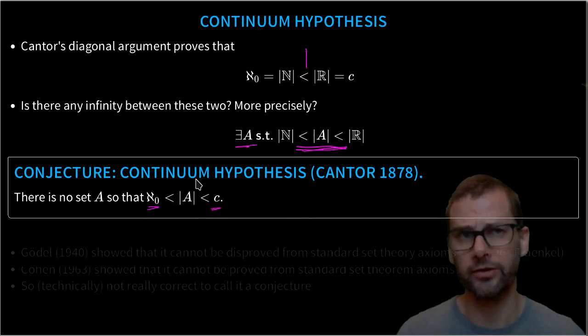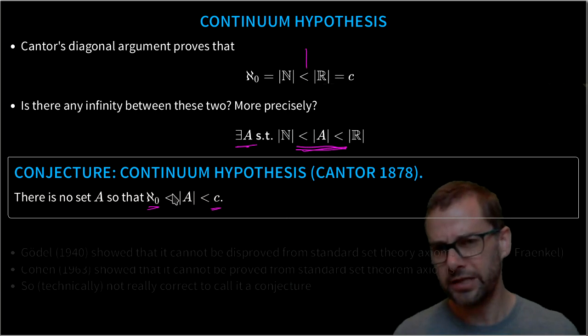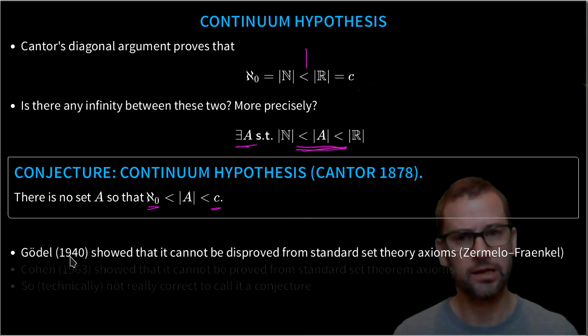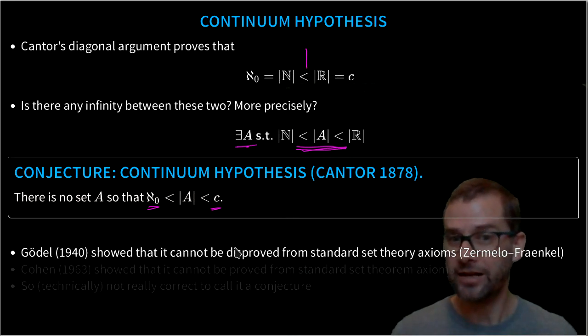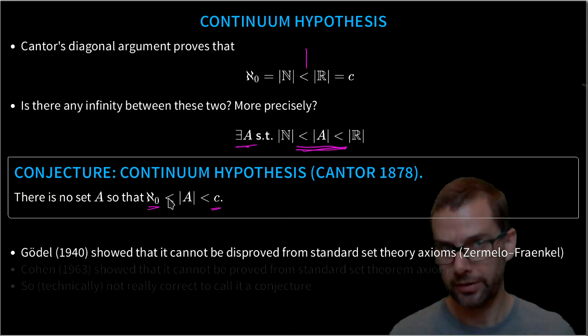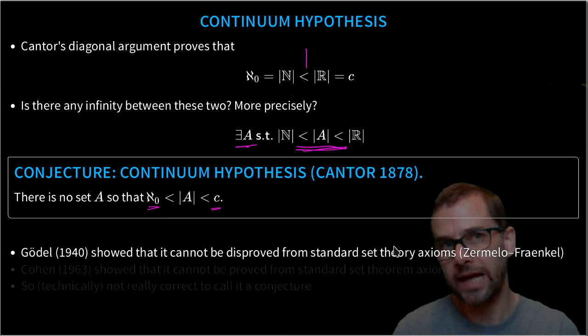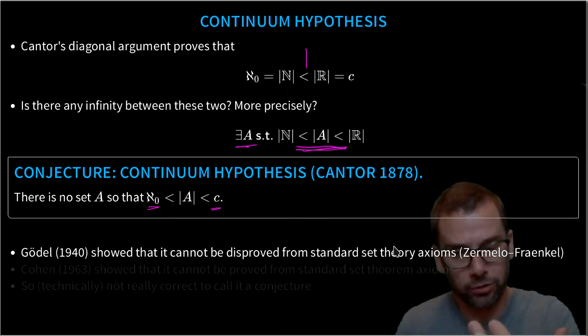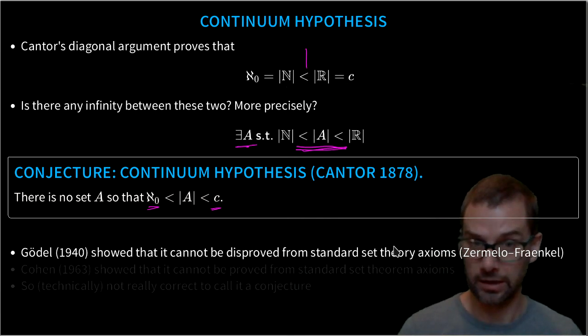Now this is a very, very weird statement, and it resisted proof for quite some time. And indeed, Gödel came along in 1940 and proved that you cannot disprove this statement using any of the standard bits of set theory like we've been playing with in this course. So you can't disprove it using standard bits of set theory.